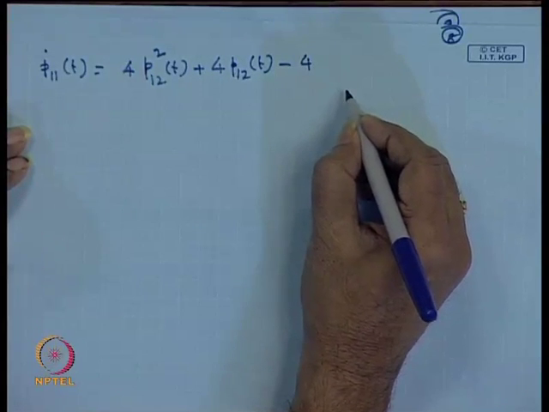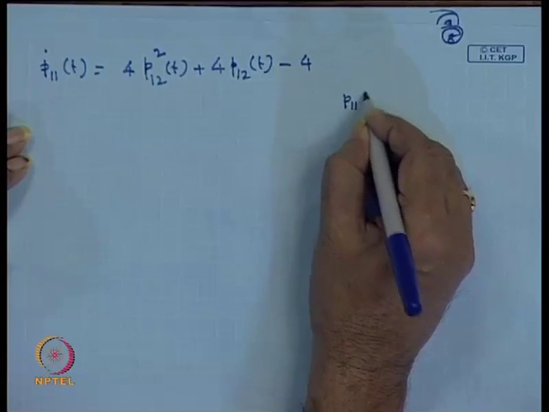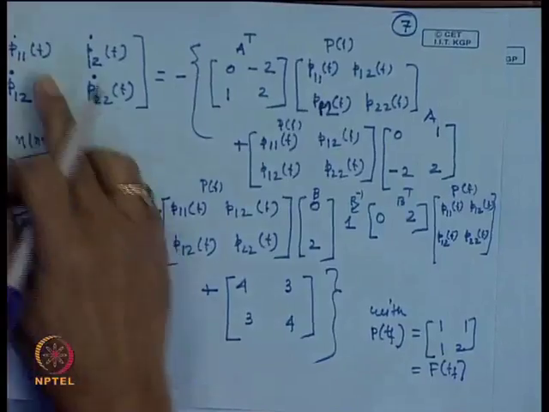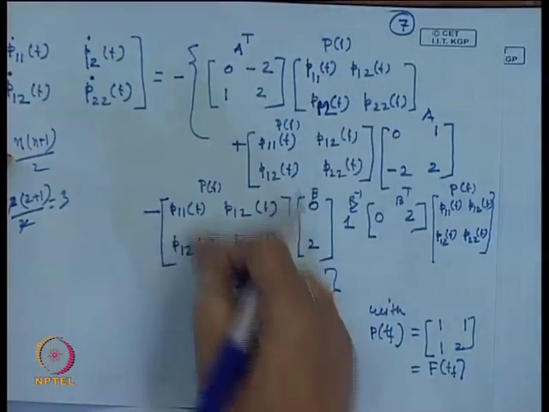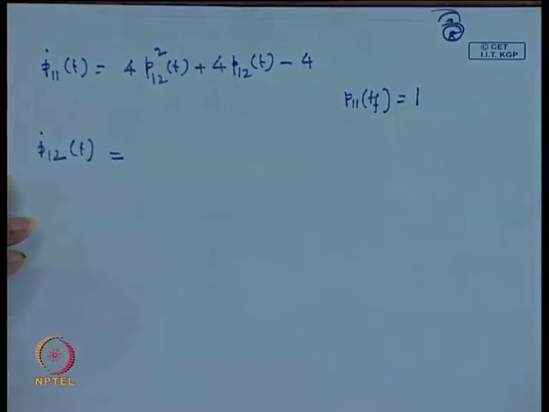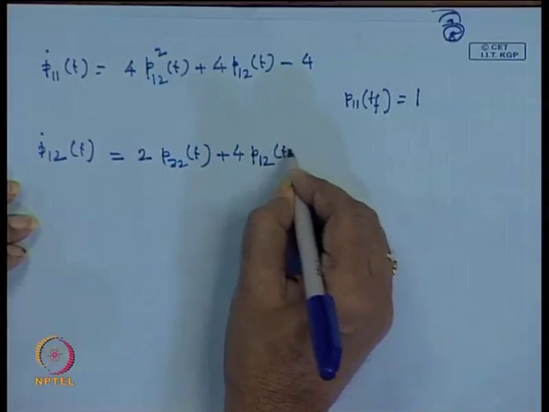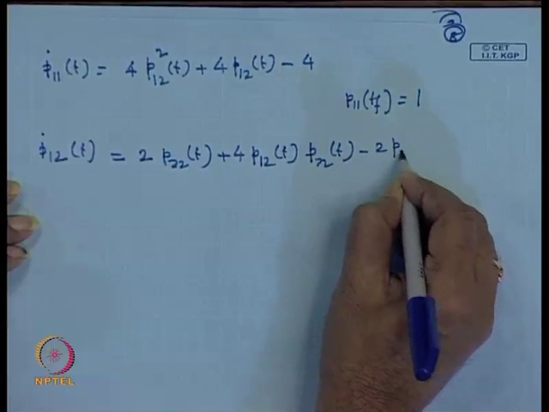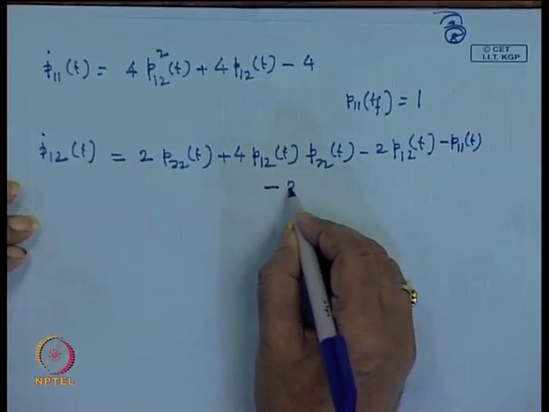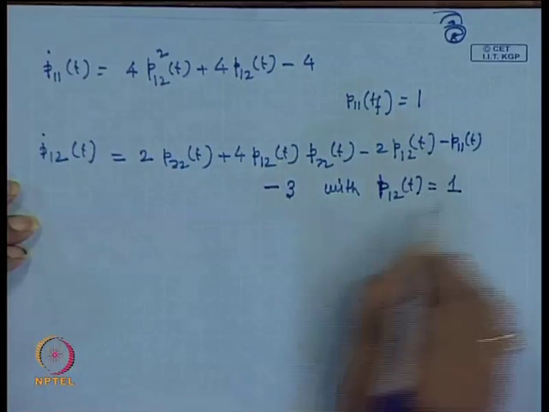And we know the final terminal condition of P; I can write P11 of tf equal to 1. Then P12 dot of t we can write. I told you, you get this by equating left hand side and right hand side, simplifying the whole right hand side expression into a 2 by 2 matrix form. Then you will get P12 dot equal to twice P22 of t plus 4 P12 of t plus P22 of t minus twice P12 of t minus P11 of t, and minus 3, with P12 of tf equal to 1. Agree?